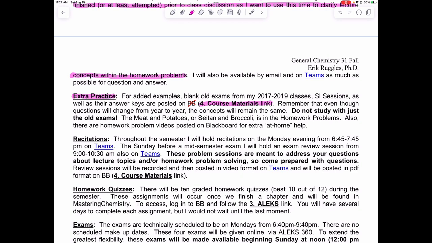So it's not that those old exams aren't valid, but a lot of students will just practice the old exams. And I want you to realize that from year to year, while the concepts remain the same, the question changes. And it's often that slight change in the question which really messes up students.